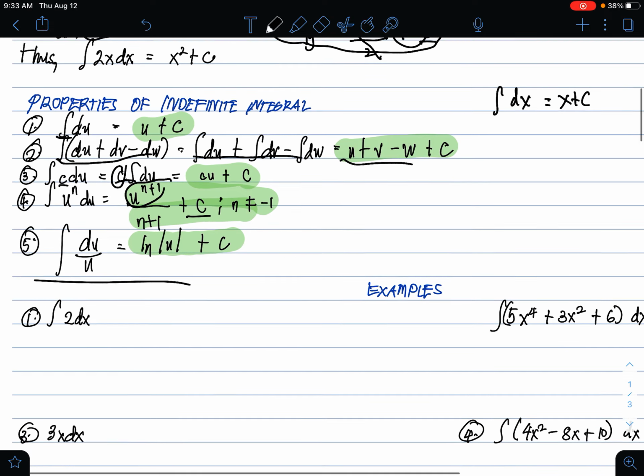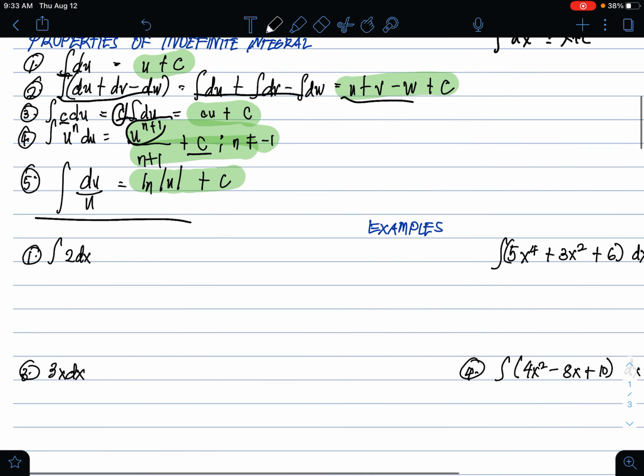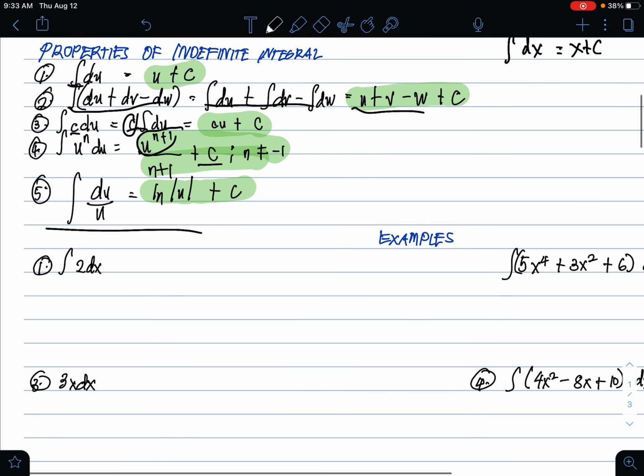To further understand the properties, let us solve problems and identify which property each one uses. Number 1, the integral of 2 dx. So the integral of 2 dx is, let's answer this one. According to property number 3, we take out the constant. We are going to do this, and then dx.